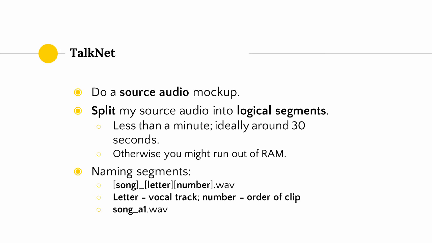I like to use a song letter number system, where the song is a tag that tells me what song the file is for, the letter denotes the vocal track, and the number denotes the order of the clips. Sometimes I'm not just generating a double, I may have 2 or 4 tracks of backing vocals as well.